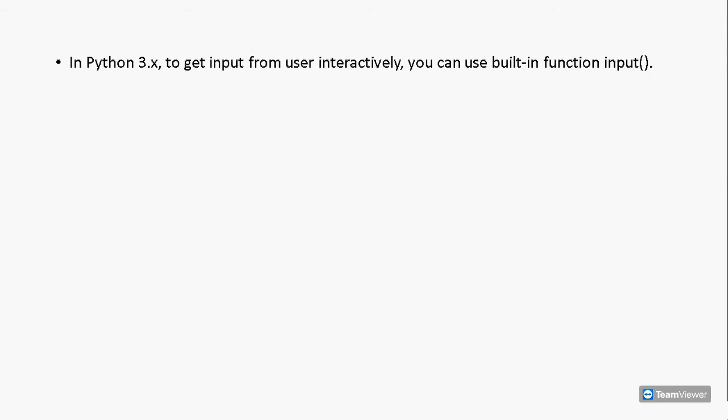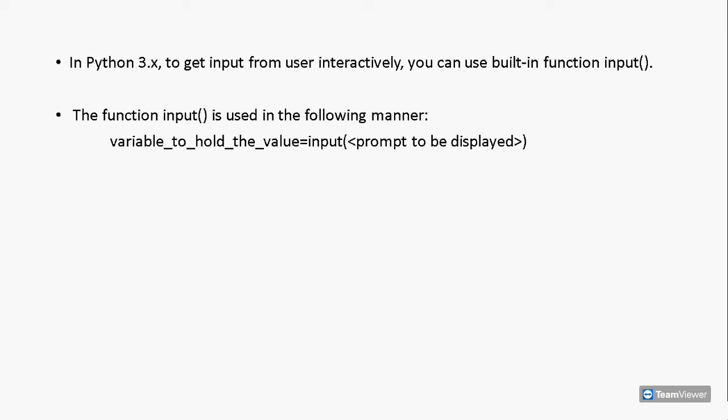In Python 3.x, to get input from the user interactively, you can use the built-in function input. The function input is used in the following manner: variable to hold the value equal to input, with the prompt to be displayed in brackets. For example, name = input("What is your name").